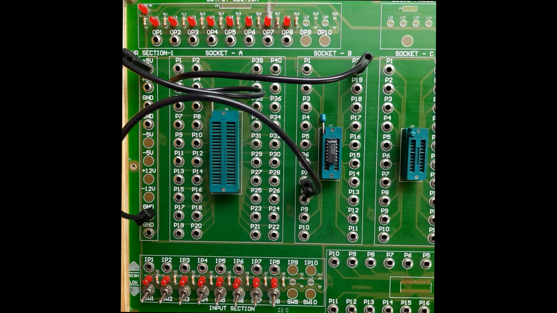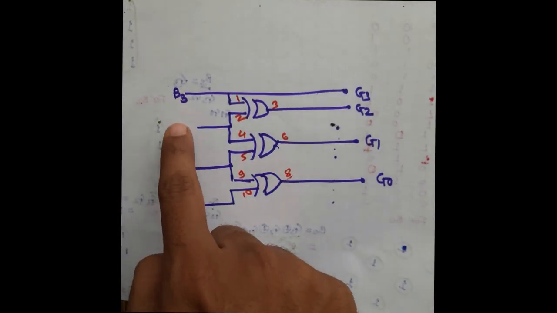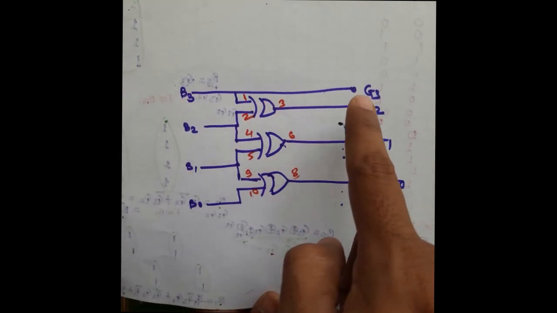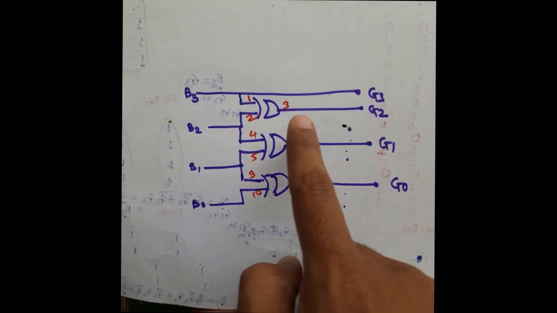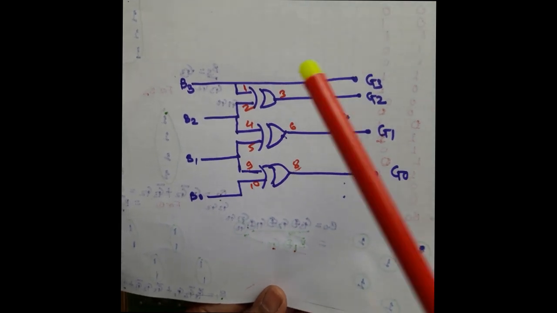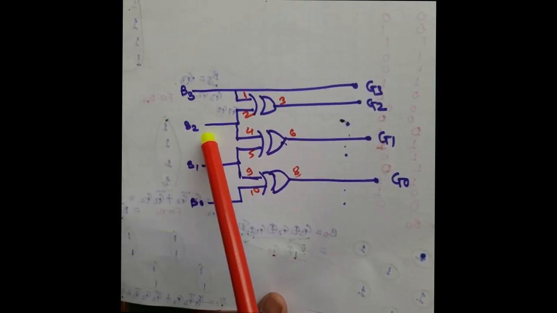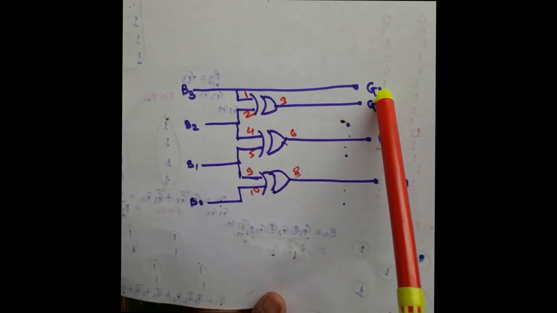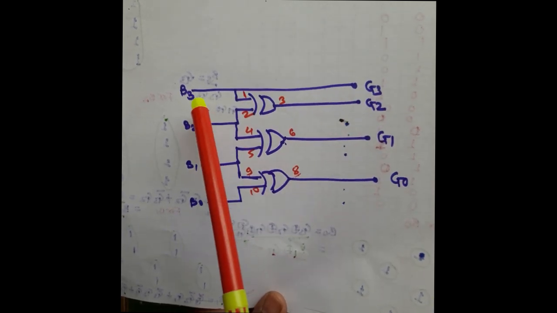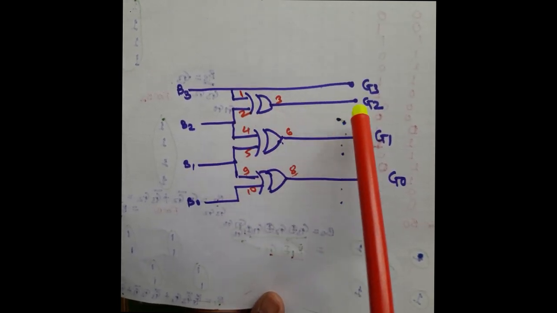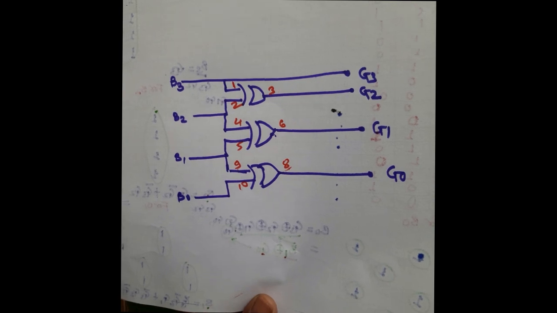Now as per your circuit diagram, we require a total of 4 inputs, B3 to B0, and we will get 4 output bits. For B3, you can directly connect to G3. Then for the first XOR gate, we already mentioned the pin numbers. The first and second inputs are B3 and B2, and at pin number 3 you are getting the G2 value. So first we are implementing G3 by directly connecting B3 to G3, and then by using the first XOR gate, we are implementing the G2 value.